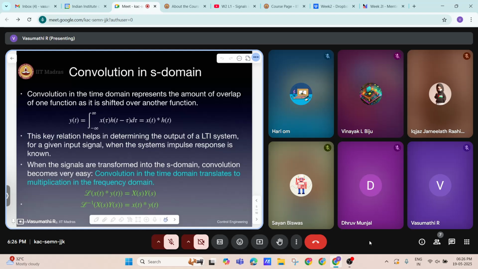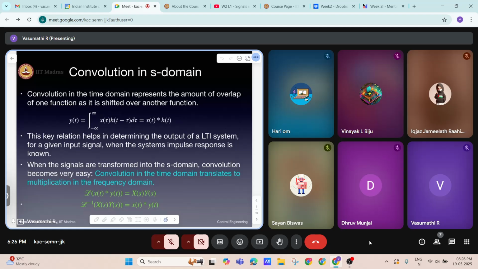Another thing is, in the time domain, while doing convolution, we saw that if we want to convolve two signals, for example x of t and h of t, the convolution will be the integral from 0 to t of x of tau times h of t minus tau, d tau. That's how complicated it is in the time domain. So convolution is easy. The S domain will be very easy compared to the time domain.